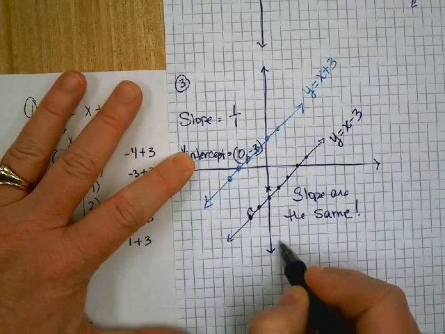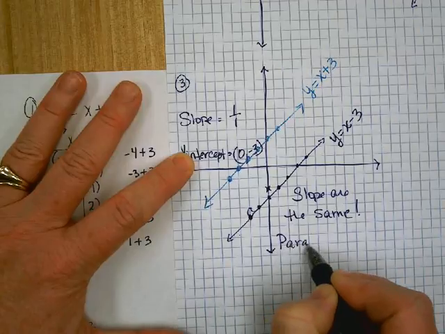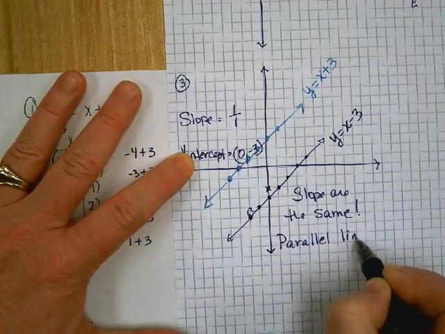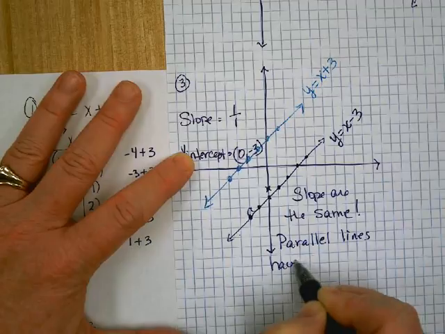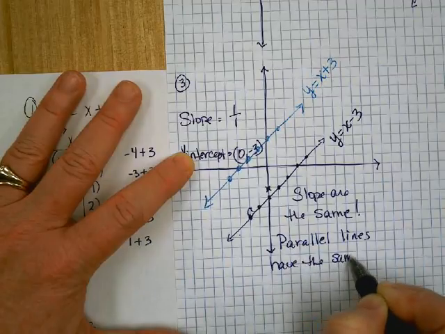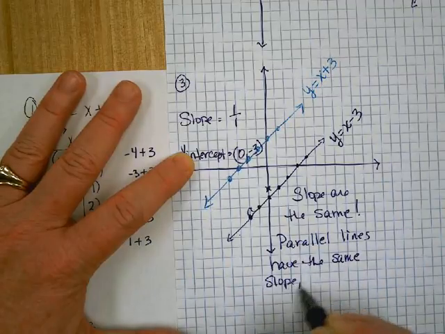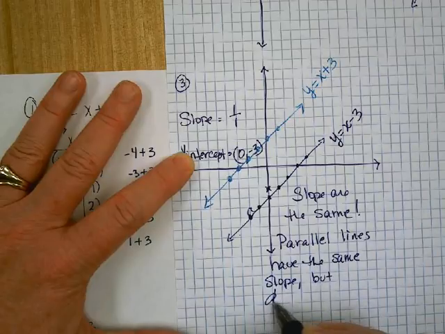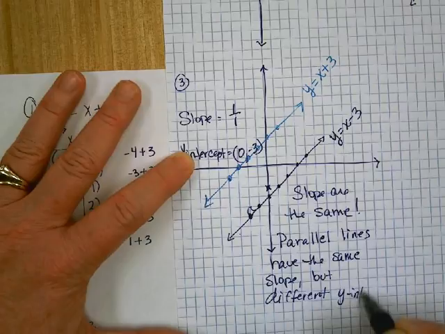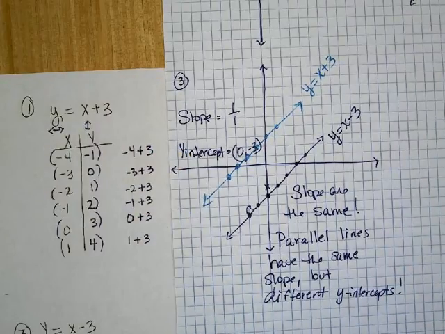Parallel lines have the same slope but different y-intercepts. Okay? They do not have to be opposite y-intercepts. Just a coincidence on this example. Same slope but different y-intercepts.